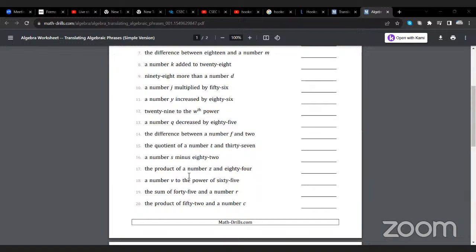Now, number 17. Z times 84. What's the answer for that? Z times 84. Why is it Z times 84? Okay, it's a product. Good. So we have to know terms and what they mean, and what they end up with when they simplify it. You said Z times 84. What would be the final answer for that?